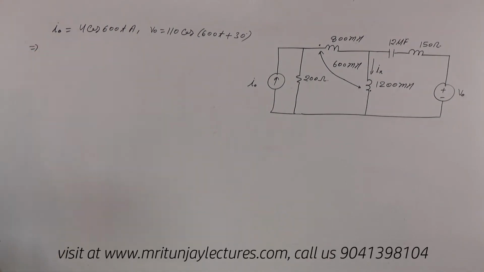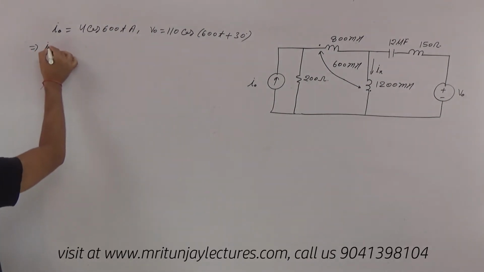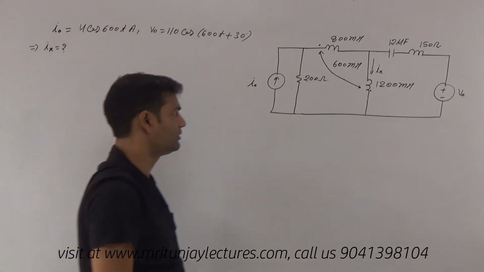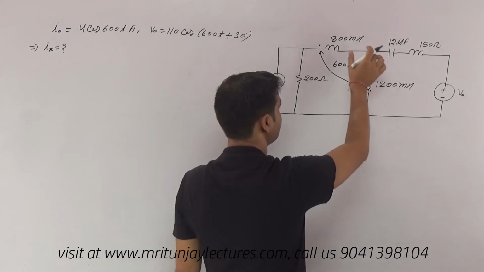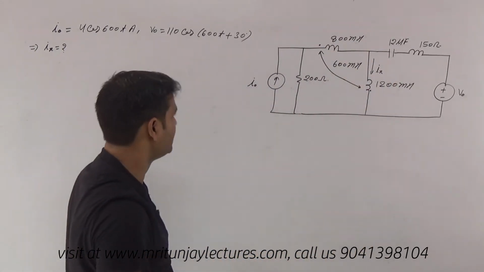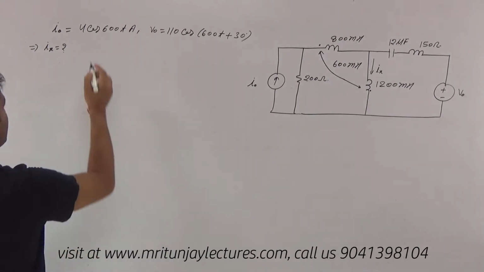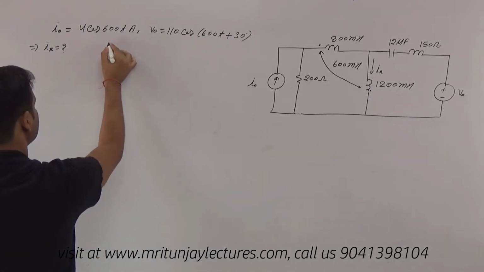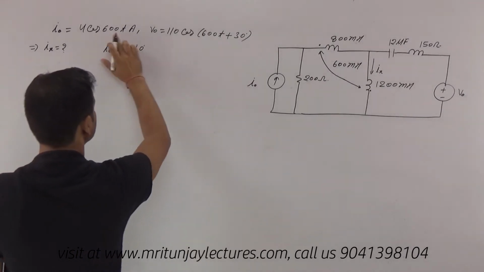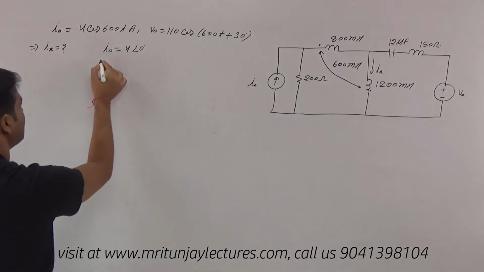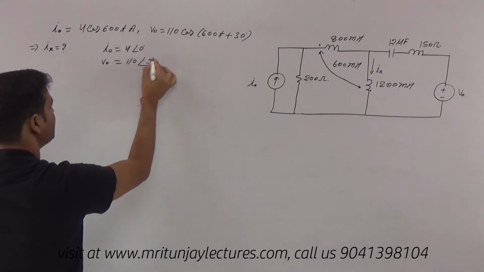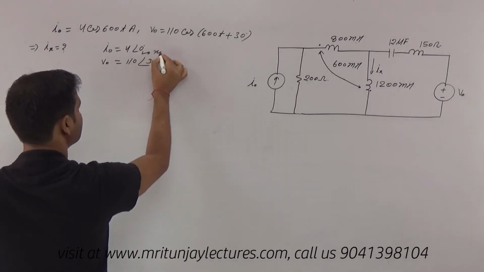Our motto is to determine Ix. How can we determine it? First of all, the whole circuit, with its impedances and inductances, is converted into the phasor domain. Consider I0, which is equal to 4 at the angle 0. Because the omega values are the same, V0 is written as 110 at the angle 30 degrees. Take 30 degrees as the reference.